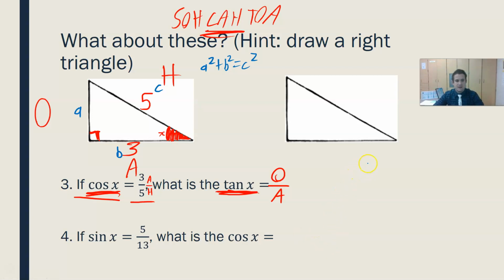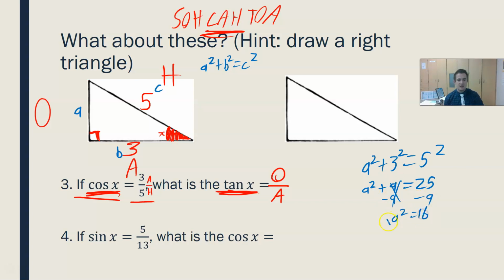The Pythagorean theorem says a squared plus b squared equals c squared. So it would be a squared plus 3 squared equals 5 squared. We just reviewed these kinds of problems. So this would be a squared plus 9 equals 25. I subtract 9 on both sides, which gives me a squared equals 16. When I square root 16, I get a equals 4. So that's the third side of this right triangle. 3, 4, and 5 are the sides.